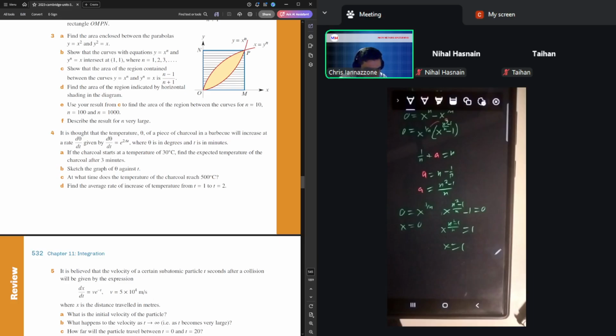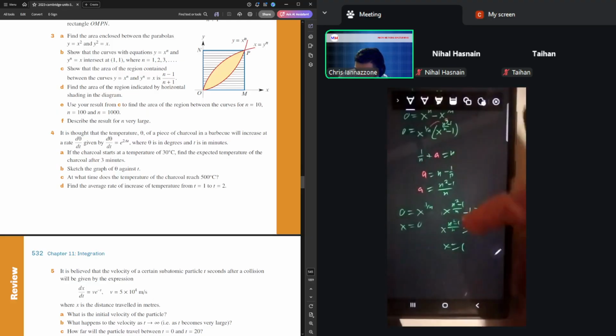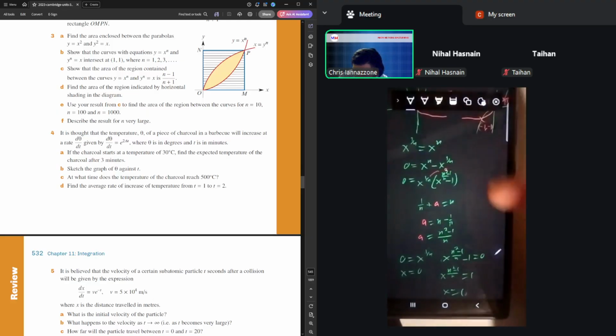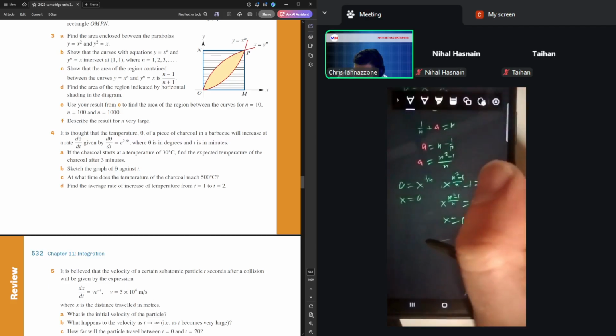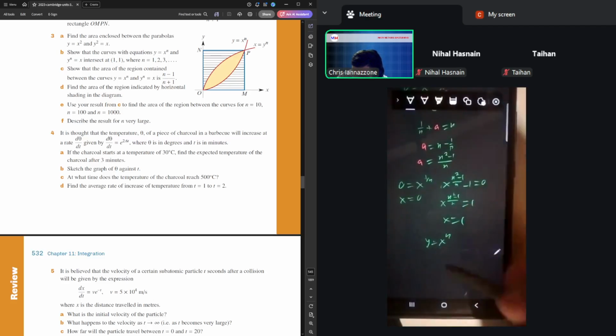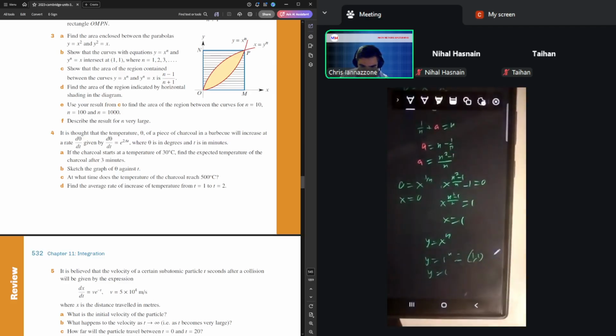All we need to do now is prove that y equals 1 is the corresponding portion of this. And that is pretty trivial. You can look at either of these graphs and prove that. So if you have the graph of y equals x^n, for instance, if I shove in x equals 1, I get y equals 1. Therefore, 1, 1 exists.